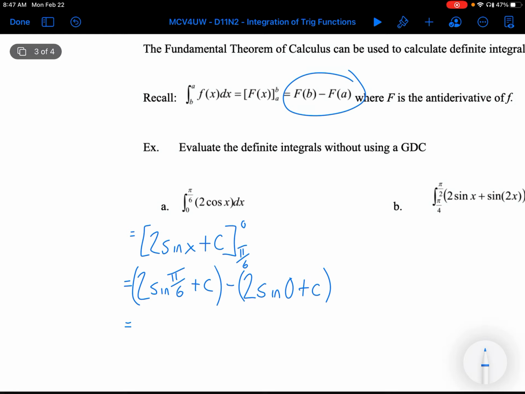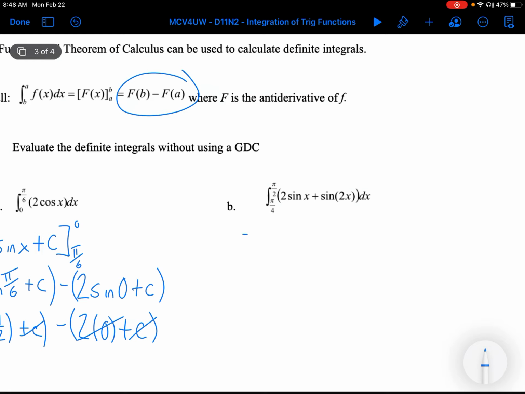Now, sine of pi by 6 is going to be 1/2. And then we have plus c. I'm just writing all this out. You wouldn't have to write this last step. You can kind of just go right to the answer, which is 1 minus 2 times 0 plus c. So our c's will cancel out. 0 is 0. 2 times 1/2 is 1. Okay, I'm just substituting in and subtracting.